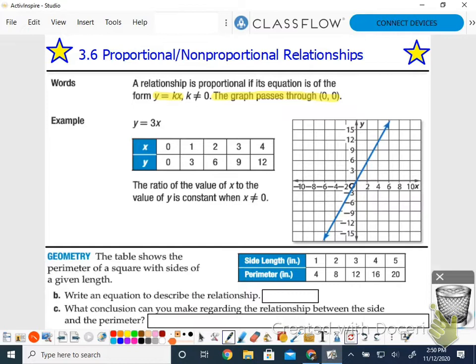Our direct variation equation was y equals kx. We used it a bunch, so that should be very familiar. And we talked about how those always go through the origin. They always pass through the point 0, 0. So far, pretty much the same as that.